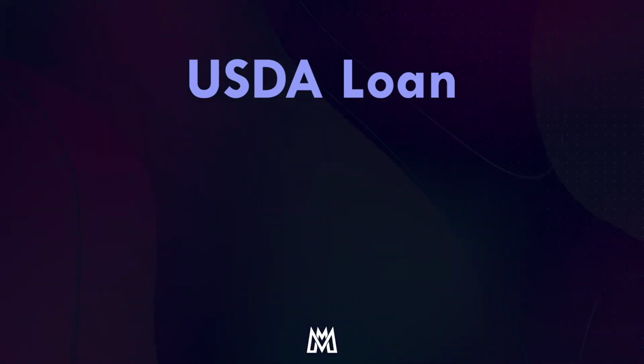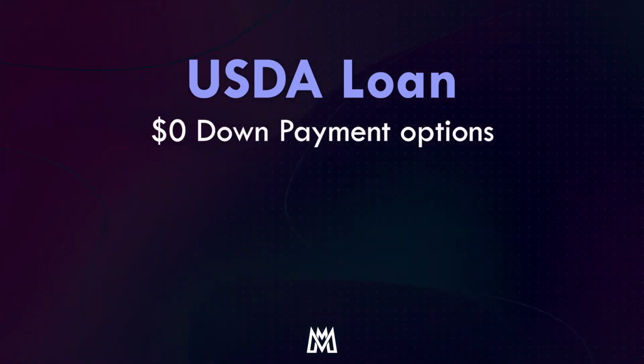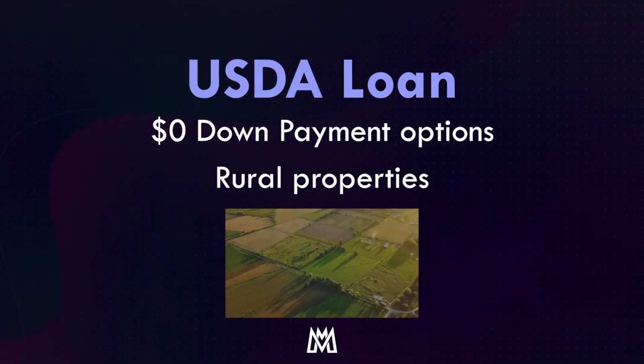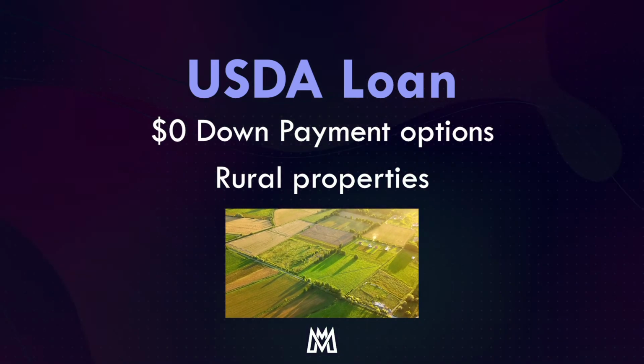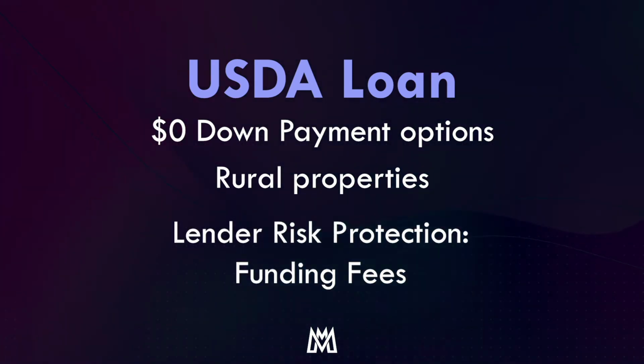One other loan that I want to mention is the USDA loan. This is another loan product that allows you to put as little as $0 down. It's specifically designed for rural properties, so the property itself has to be on the designated list. This is also a loan that uses the funding fee to hedge the risk of a lender, and those funding fees can vary.